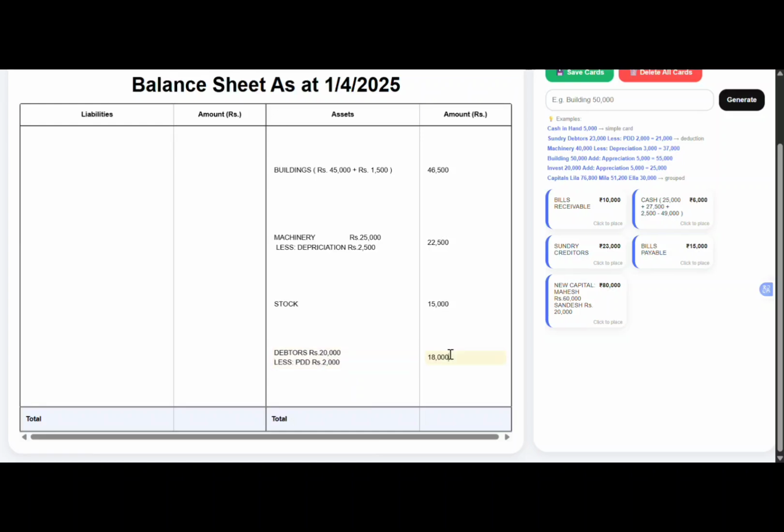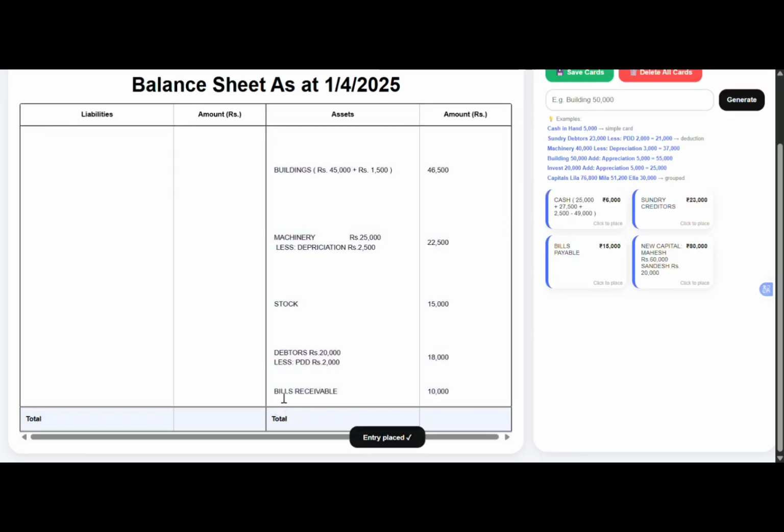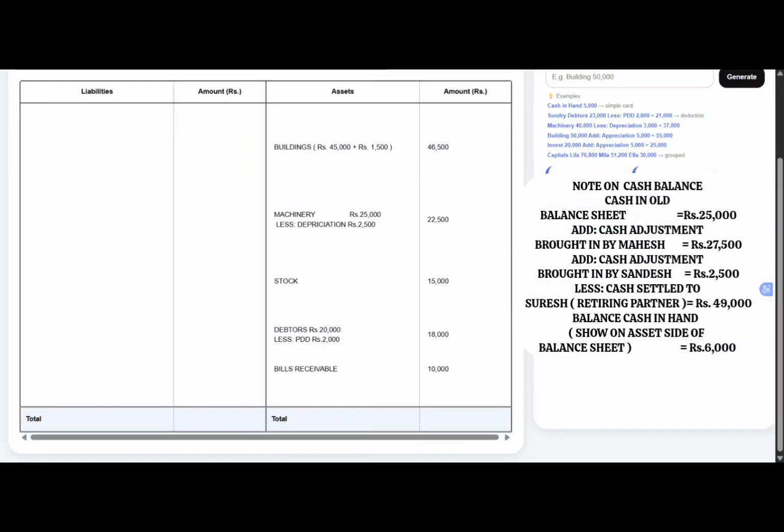Now after debtors, we have bills receivable. Again here there is no change in bills receivable. So we are going to put it as it is on the asset side. Bills receivable is 10,000 on the asset side. Now next, the last item given in the old balance sheet is the cash. Now this cash, there is a change that is taking place as the retiring partner is being settled immediately.